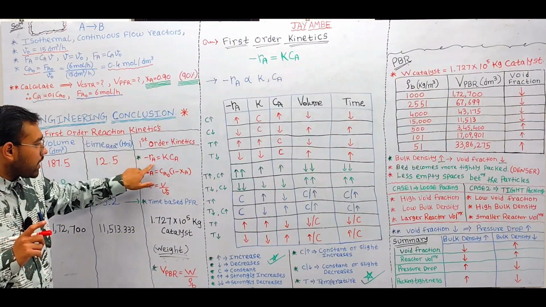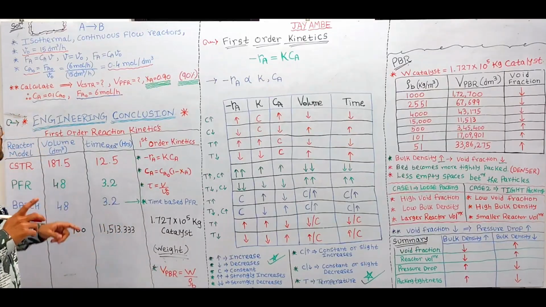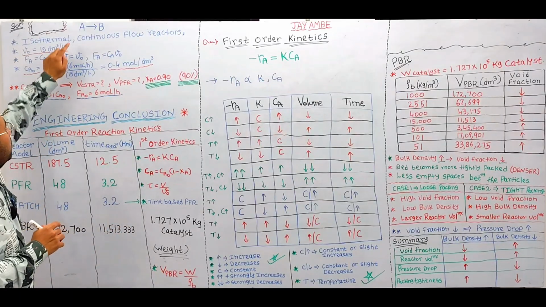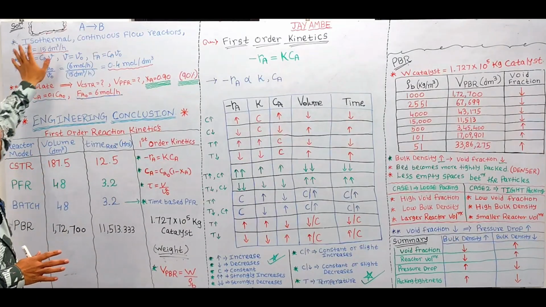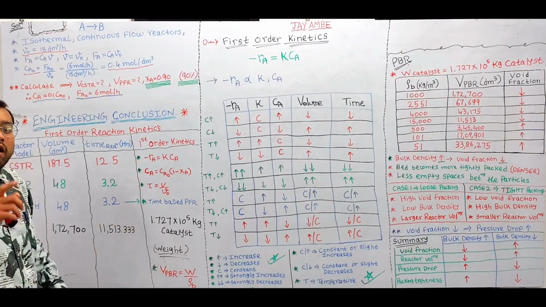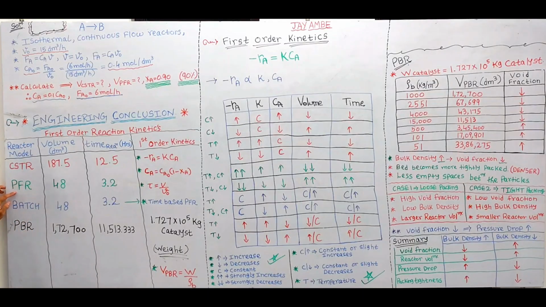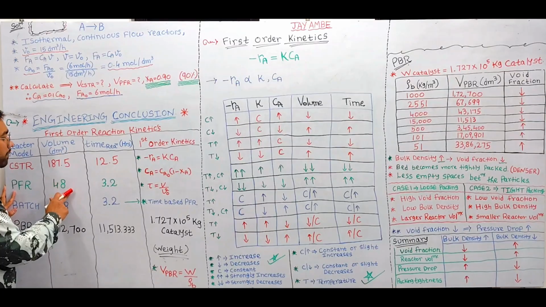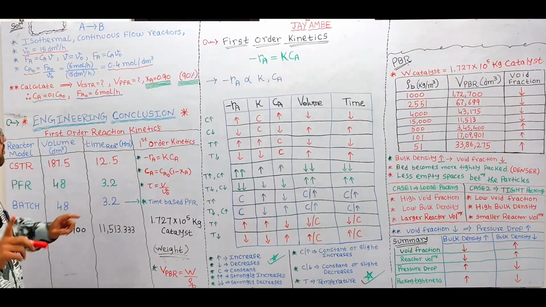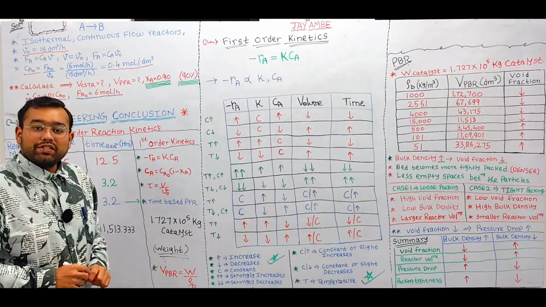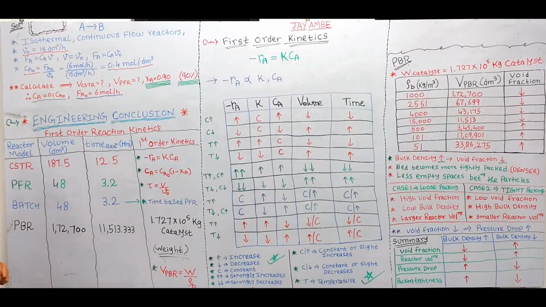which means in order to achieve the desired conversion of 90% for the first order reaction kinetics for the given rate law, minus r_A is equal to k C_A, where we have a single reaction, the reactant A getting converted into the new product, and where we have kept all the operating parameters constant, by selecting the plug flow reactor, we required 48 cubic decimeter volume of the plug flow reactor and 3.2 hours reaction time in order to achieve the desired conversion of 90%, right? I hope you understood.